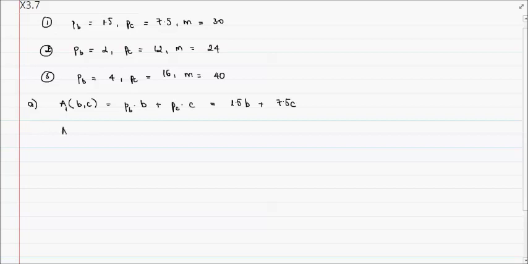Now very similar for the second case, the acquisition cost for the consumption bundle B and C at the prices 2 and 12 is equal to 2B plus 12C. And the last case is where the price of good B is 4 times B plus the price of good C is 16 times C.